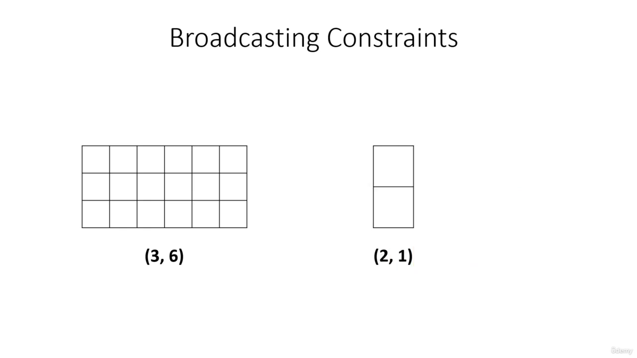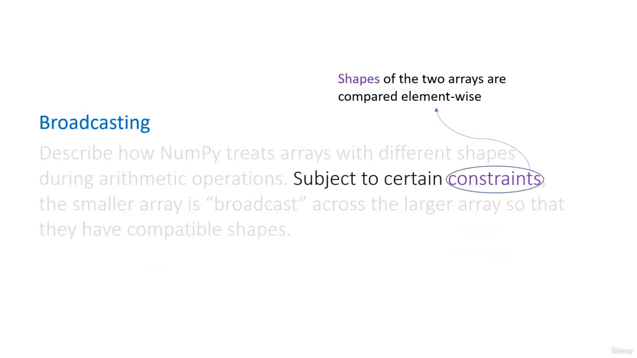Let's consider another example. We have the original 3 by 6 array. The second array is 2 by 1. The last dimension of the second array is equal to 1. However, notice the remaining dimensions do not match. They're 3 by 6 versus 2 by 1, which means the smaller array cannot be broadcast over the larger array, and element-wise arithmetic operations between these two arrays will not work. There will be a broadcast error.